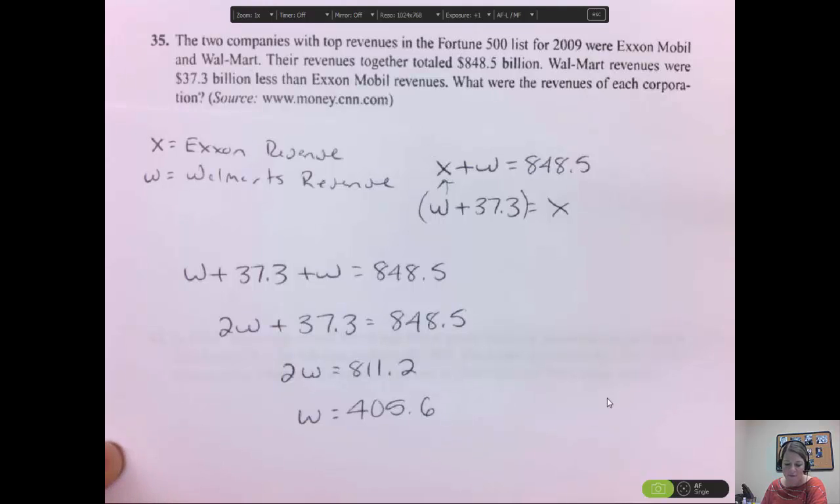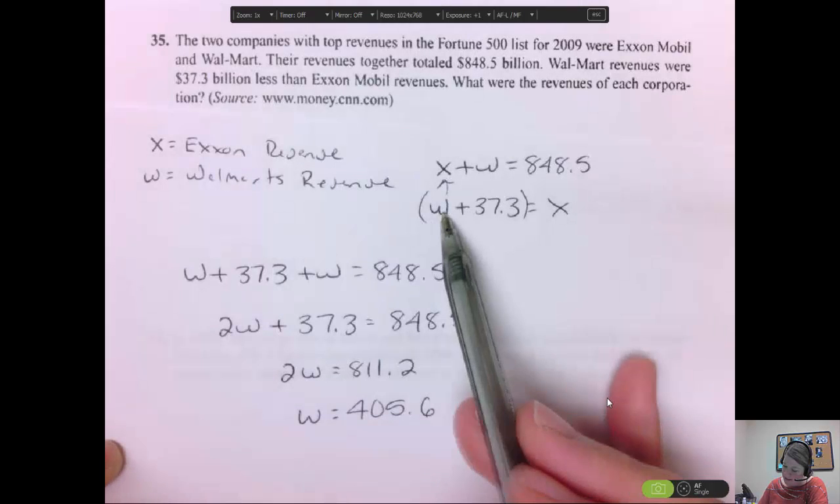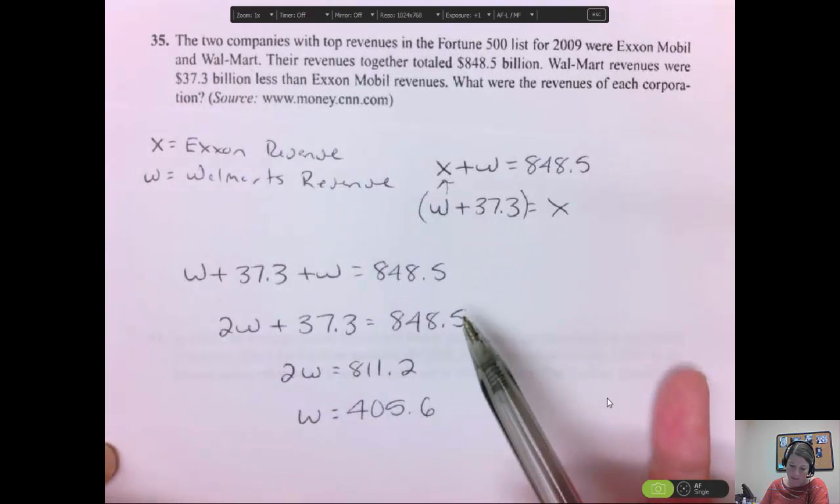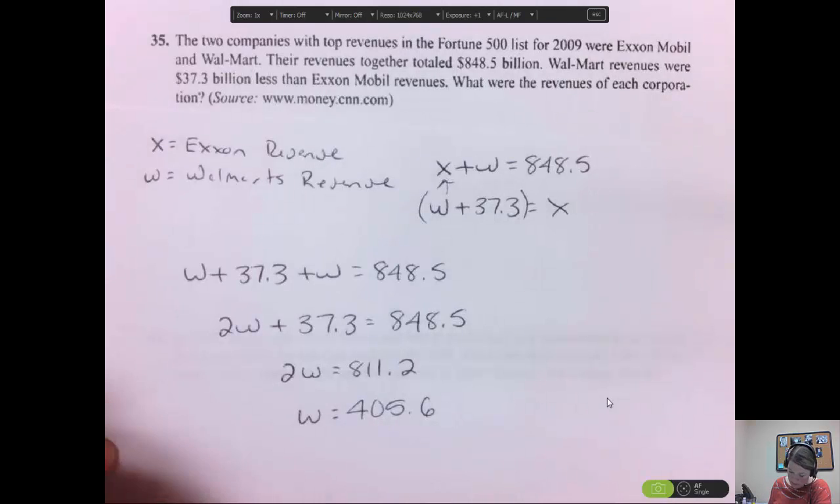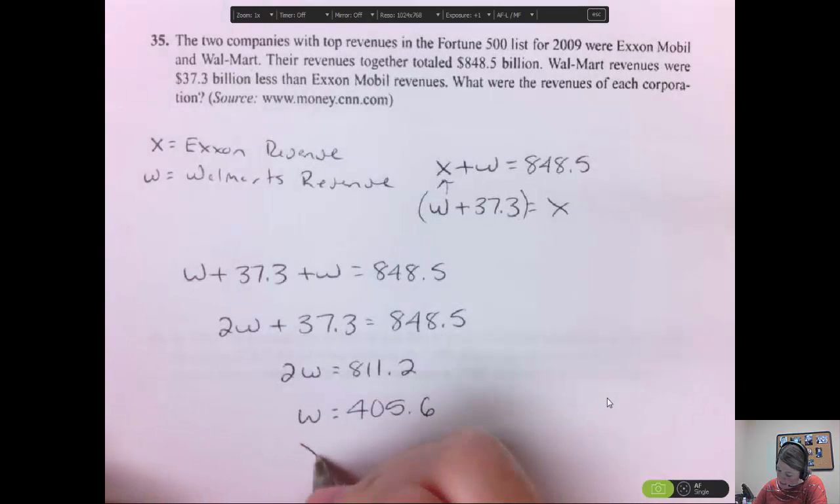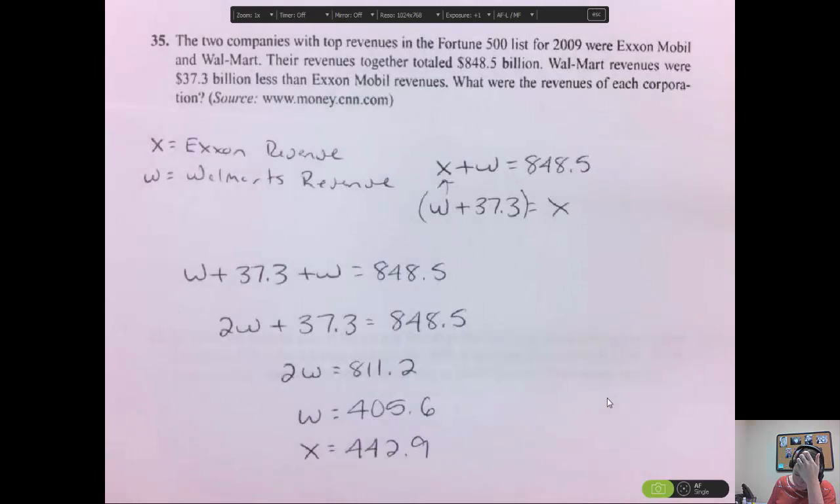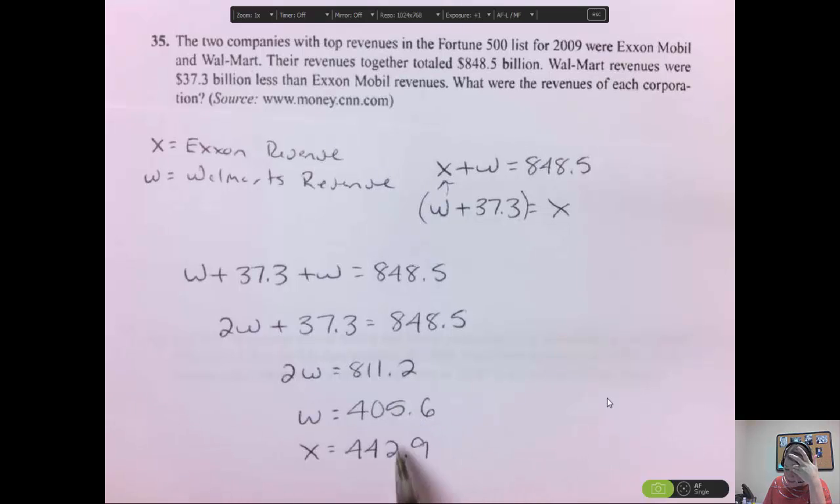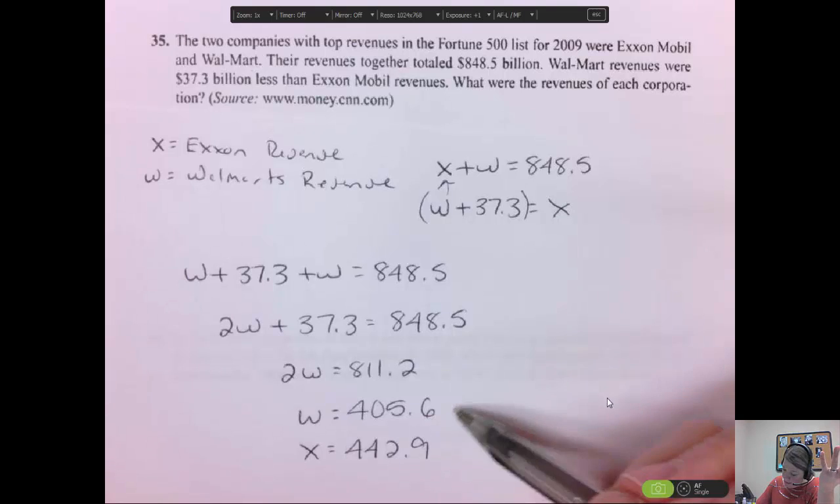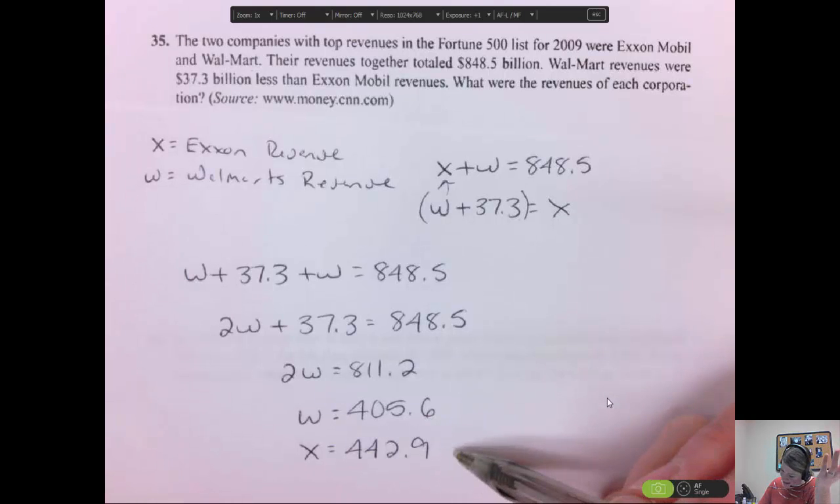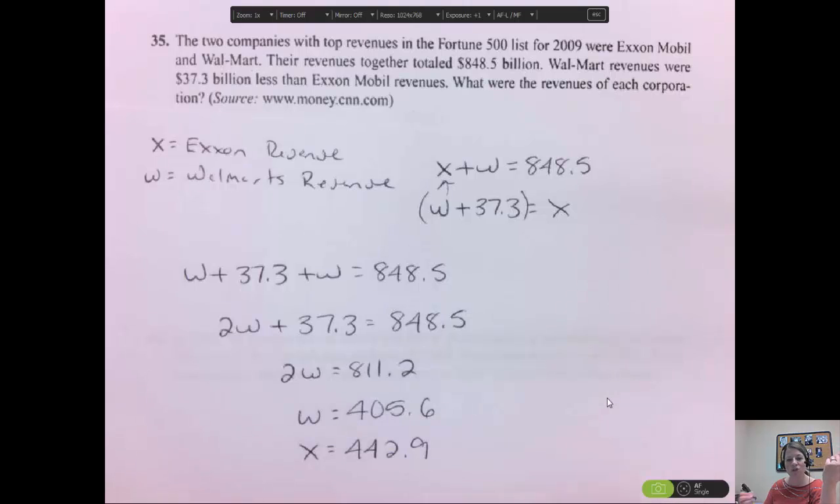And then how could we find Exxon's? Well, we know that Walmart's plus 37.3 has to equal Exxon, or that Exxon was 37.3 more. So if I add 37.3 to this one, I get 442.9. And we could check our answer. We could check them by adding these two together. Do they equal 848.5? Yes. Is Walmart 37.3 less than Exxon? Yes. So that's how you check your answer.